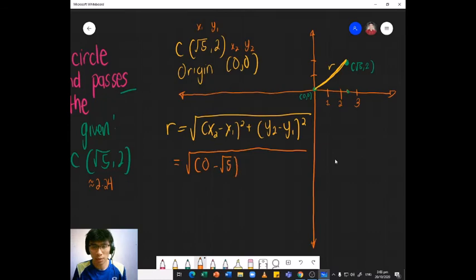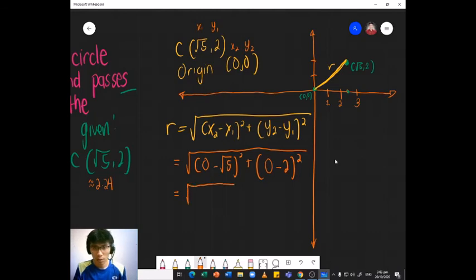Okay, square root of 5 squared plus what is my y sub 2? That is 0 minus what is my y sub 1? My y sub 1 is positive 2 squared. Okay, keep simplifying, ladies and gentlemen. So meaning, let's try to simplify this one out.